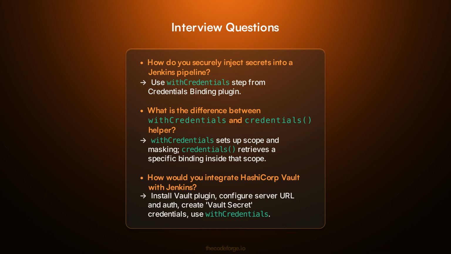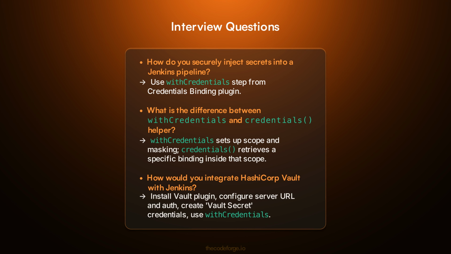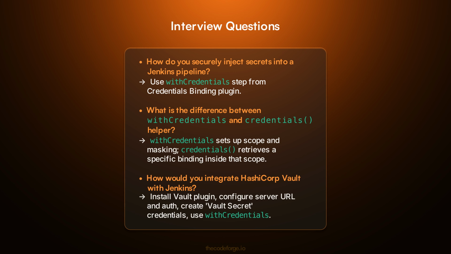Let's run through some common interview questions. How do you securely inject secrets into a Jenkins pipeline? Use the withCredentials step from the Credentials Binding plugin. What is the difference between withCredentials and credentials helper? withCredentials sets up scope and masking. credentials retrieves a specific binding inside that scope.